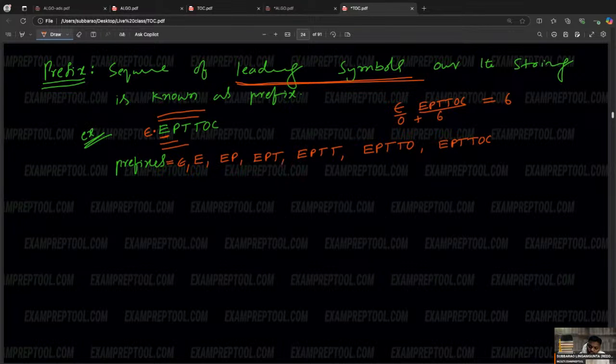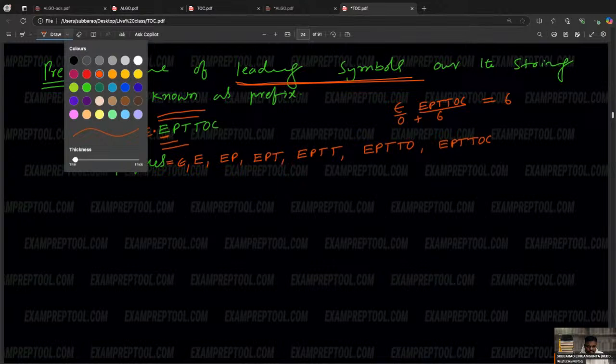Epsilon followed by E means E only, because at the end of the day it is length one. First prefix is epsilon, next one is E, next is EP, next is EPT. Always read from the starting. Some people are asking, sir, if I always read from the ending, what is it?